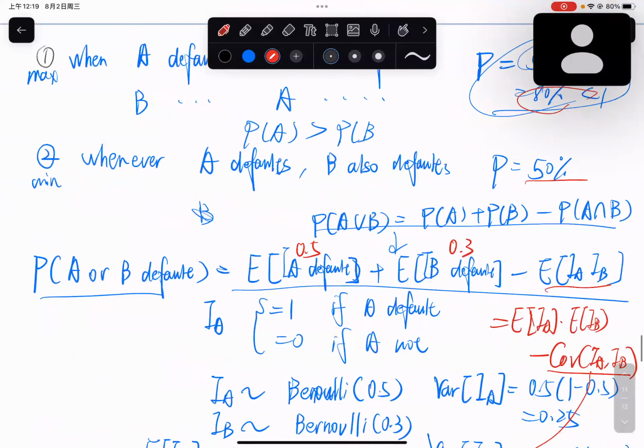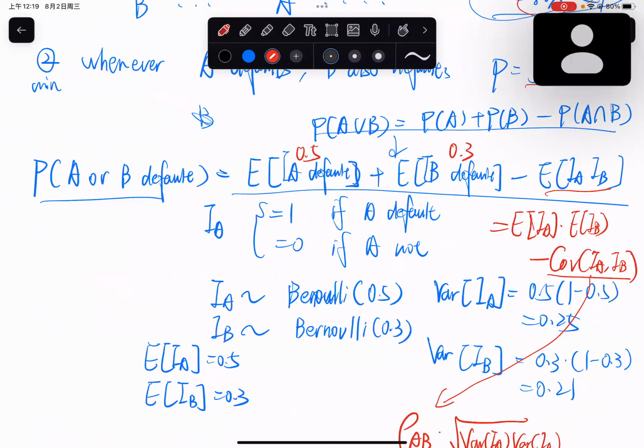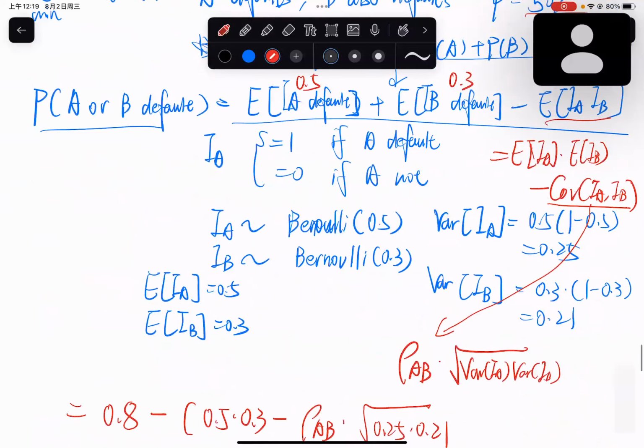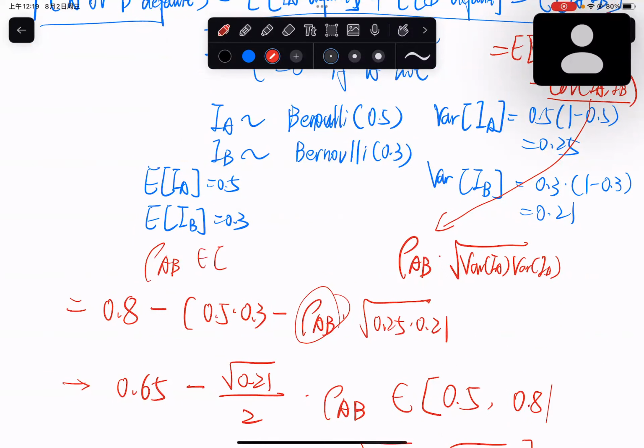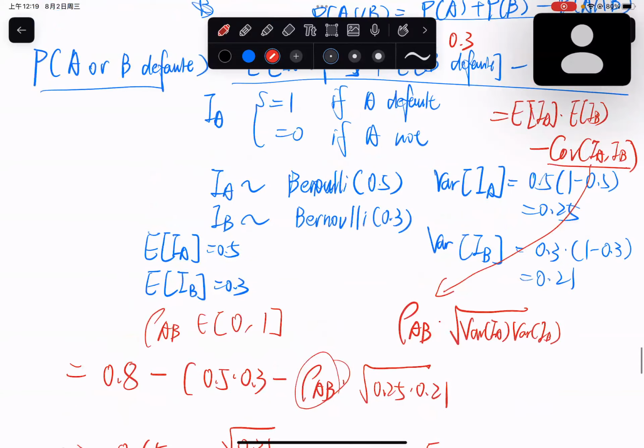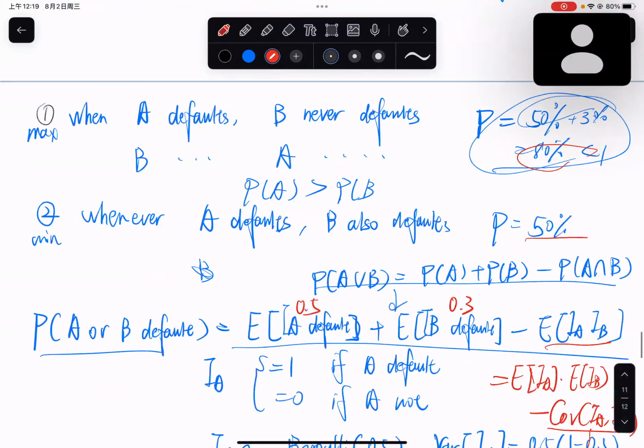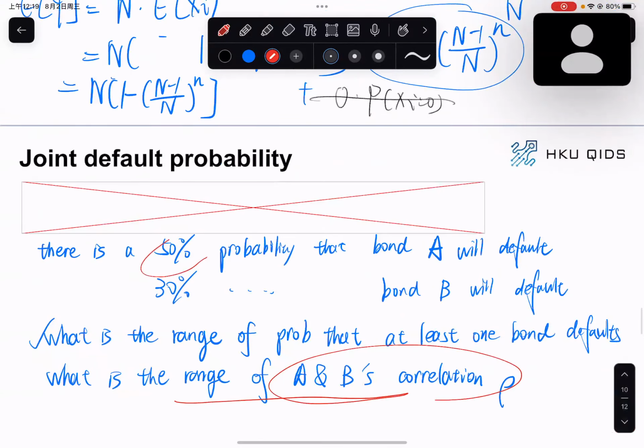So why did I start the question with the discussion of the probability 50% and 80%? Why not just list out this formula at the very beginning? Because if I just list out this formula, then we may think rho AB's range is within what? Within 0 to 1, right? But it is not the case, because given the probability of A default and B default, the correlation has already been set into a more minor, shrunken range, not 0 to 1 anymore, okay? It is less than that.